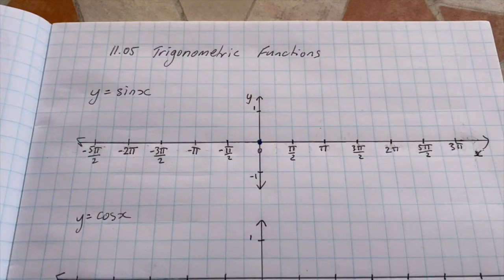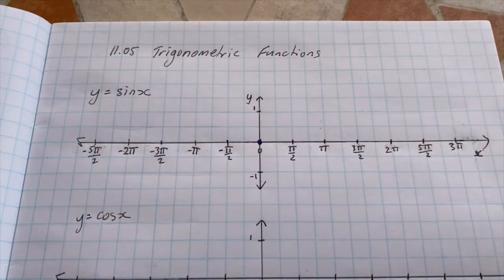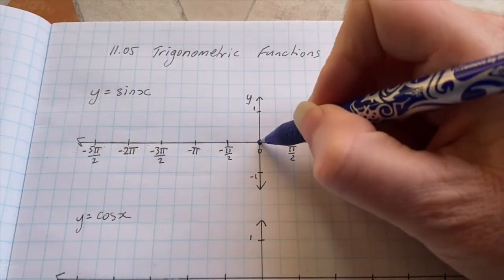So I just wanted to look at drawing the trig curves by hand. So here's y equals sine x. So of course sine of 0 is 0.